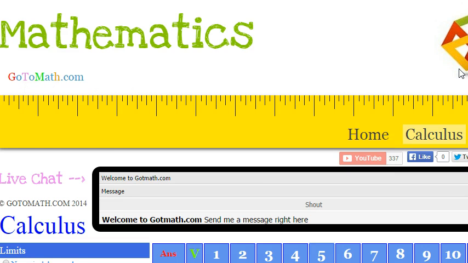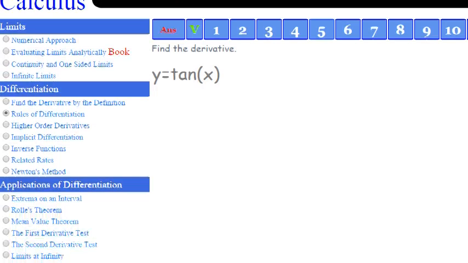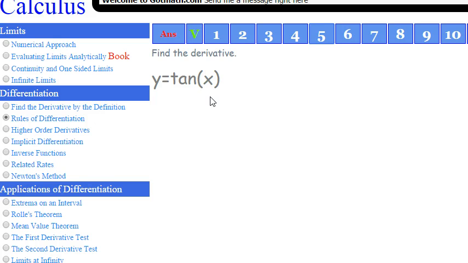Alright, we're over here at gotomath.com. We are working some calculus. We're in Rules of Differentiation, and this is the section here that we are in. We want to find the derivative of tan x. Finding the derivative of tan x. What could that possibly be?